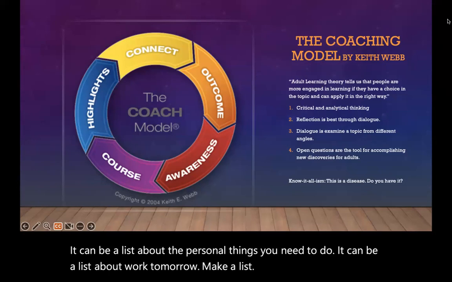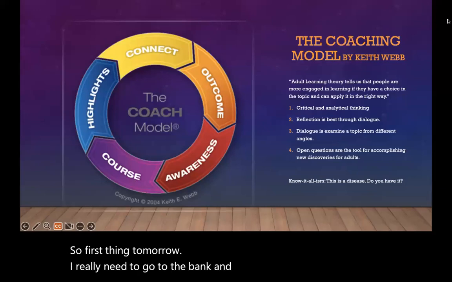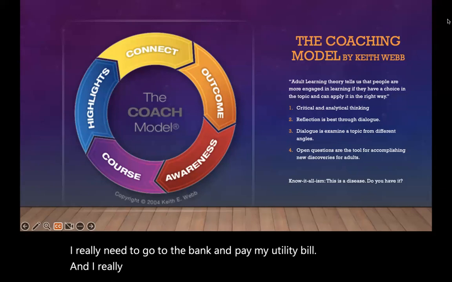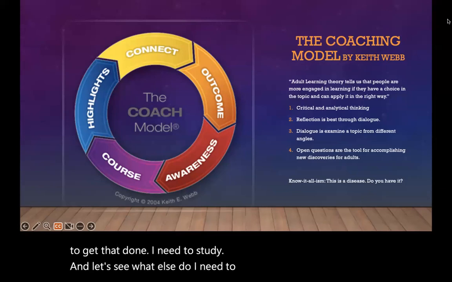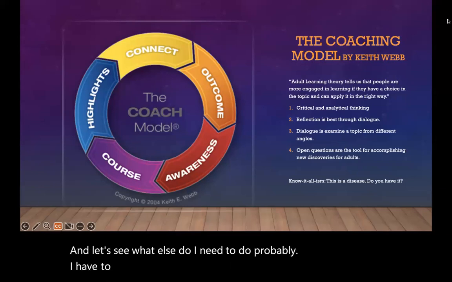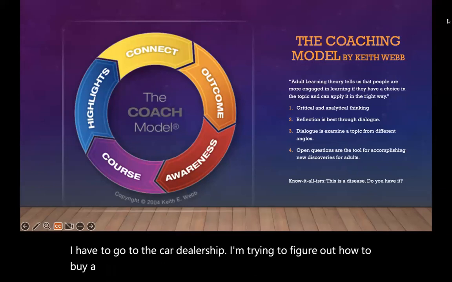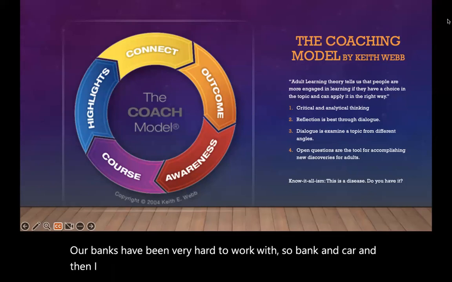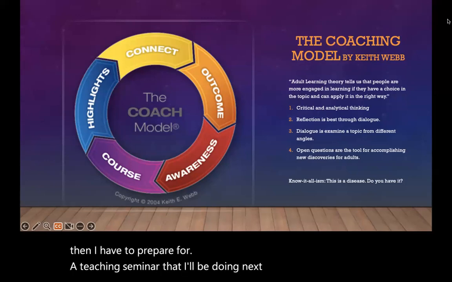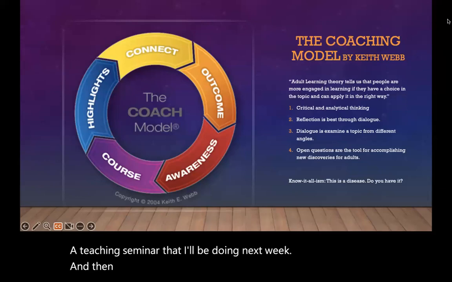So first thing tomorrow, I really need to go to the bank and pay my utility bill. And tomorrow I have a language class for 2 hours. I have to get that done. I need to study. And let's see, what else do I need to do? Probably, I have to go to the car dealership. I'm trying to figure out how to buy a car in Pakistan, and that has been a huge headache. Banks have been very hard to work with. So bank and car, and then I have to prepare for a teaching seminar that I'll be doing next week. And then, oh yeah, my daughter wants me to go get her bubble tea.